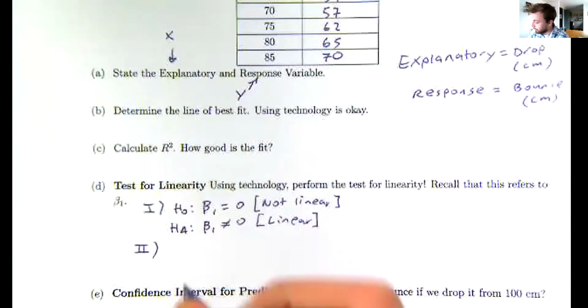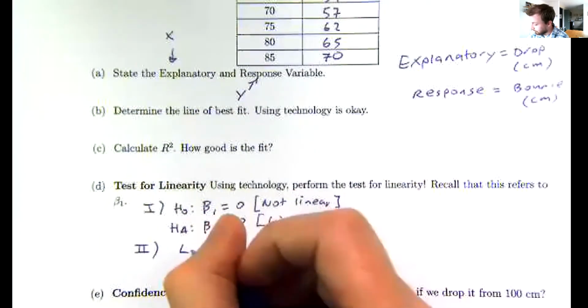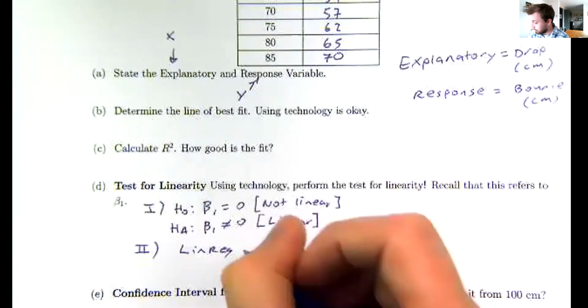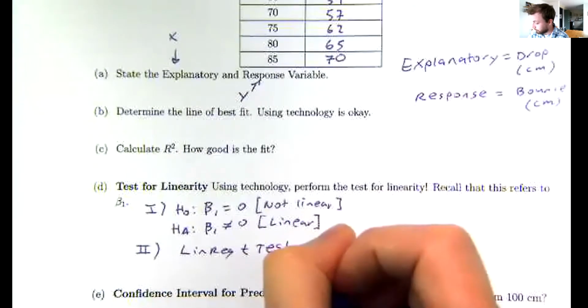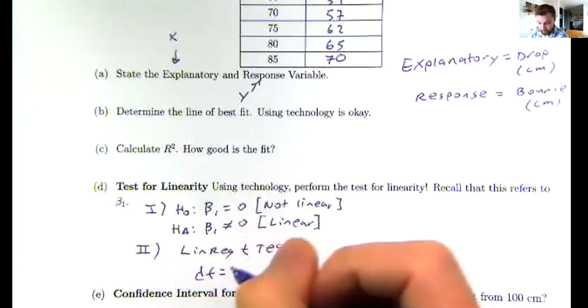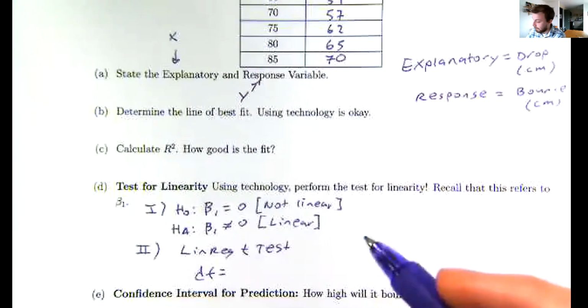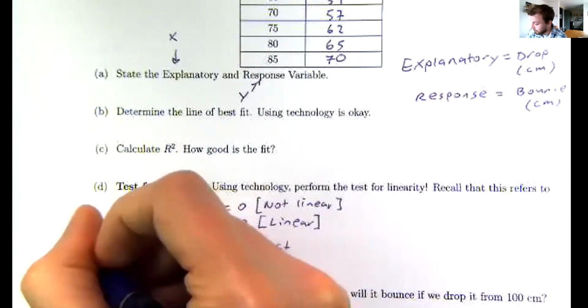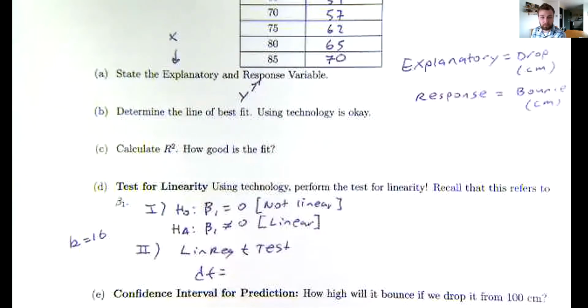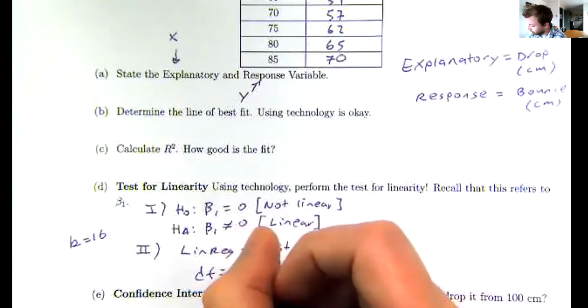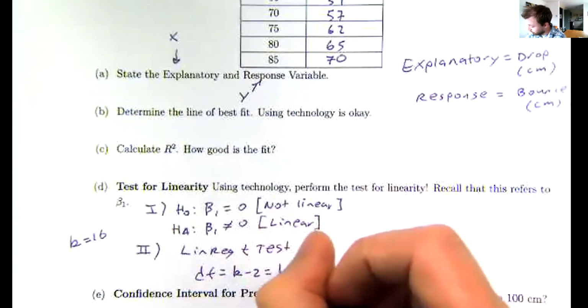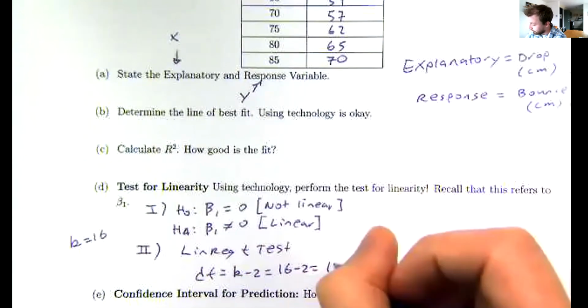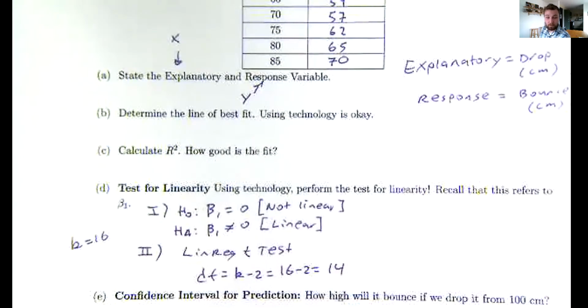Second step, my model. I am going to be doing a linear regression t-test, so I'm using a t-model. And my degree of freedom is going to be the number of values here. It looked like I had k equals 16 points. So my degree of freedom is k minus 2. I'll have a df of 14 or so.